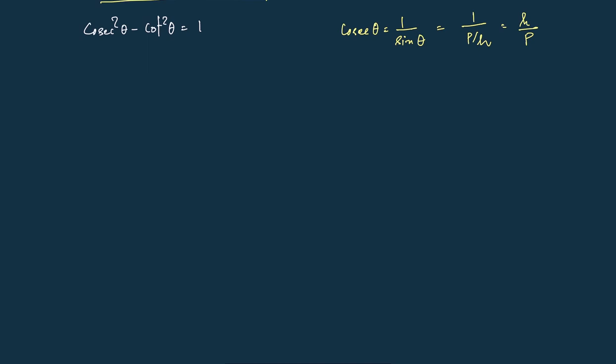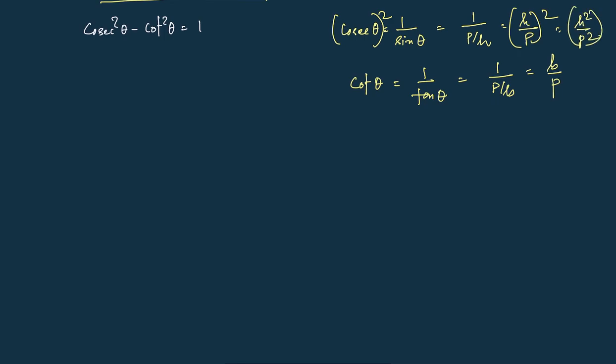Then what is cot theta? Cot theta is nothing but 1 by tan theta. But what is tan theta exactly? 1 by p by b. So it is going to be b by p. Okay. So if I make the square of both sides, cosec square theta is going to be h square by p square. Similarly, if I make the square of this cot theta, then it is going to be again a square. So it is going to be what?